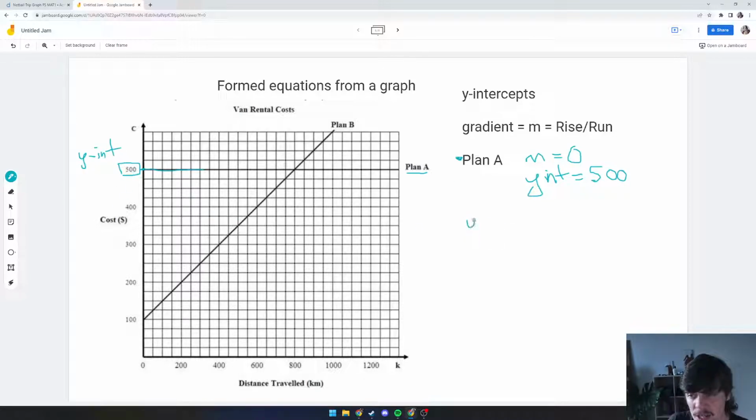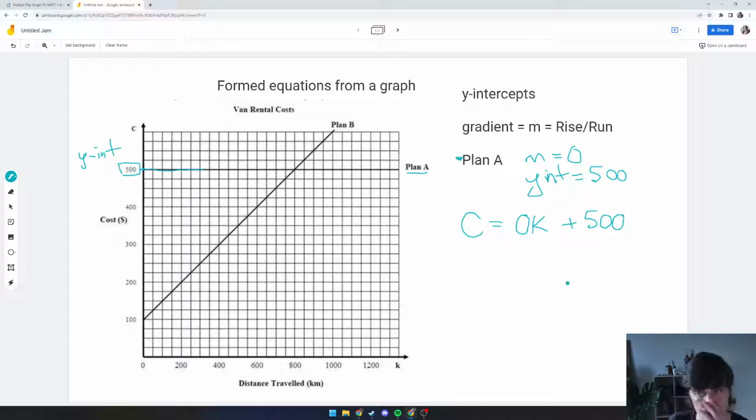So the equation is going to be y equals, with a gradient of 0, 0x plus the y-intercept, which is 500. But we don't write it in this form. We're going to have to write it in the taxi form. So I'm going to start again, and it's actually going to be c, or the cost. See how our y is now c. C is equal to, and the gradient is 0, so 0 times the amount of kilometers, which is the thing that's down here instead of x, plus 500.